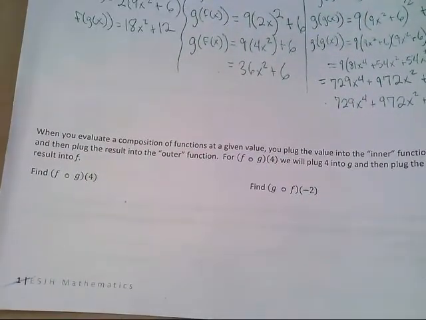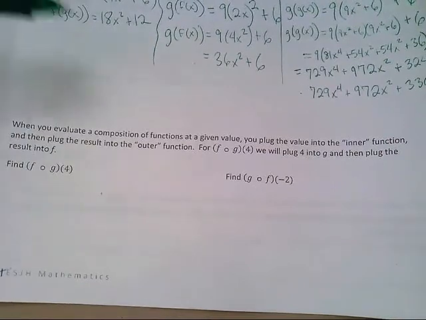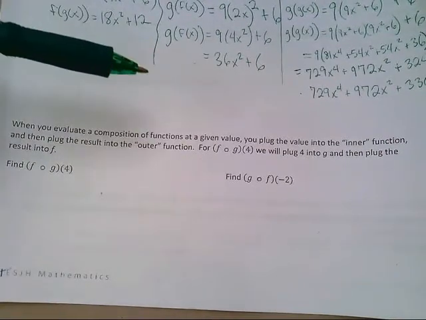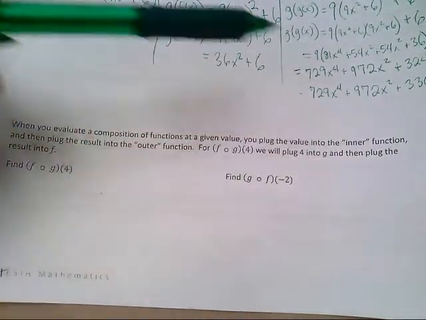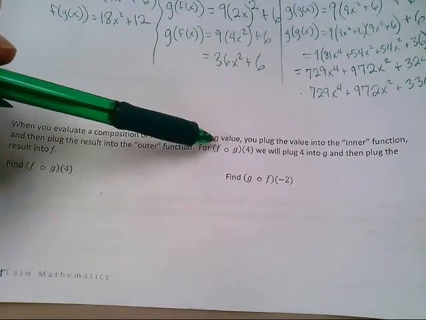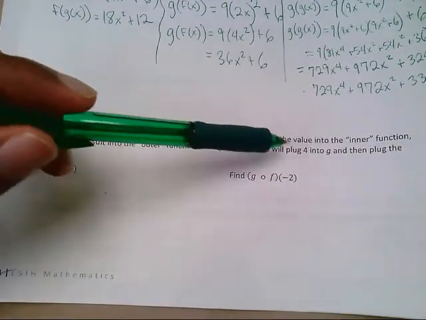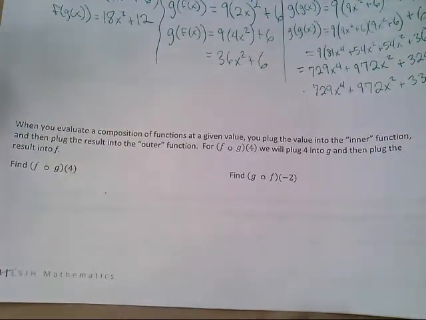So now, when you evaluate compositions of functions at a given value, we're going to be given a number. You take the number, you plug it into the inner function, and then whatever that result is, you plug it into the one that's on the outside. So for f of g of 4, you plug 4 into g, and then you just plug the result into the f function.